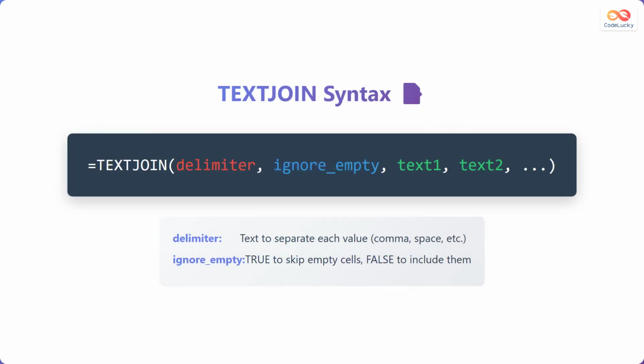Let's take a look at the syntax of the TEXTJOIN function. The syntax is as follows: =TEXTJOIN(delimiter, ignore_empty, text1, text2, ...). The delimiter is the text you want to use to separate each value, such as a comma or a space. Ignore empty is a logical value, where TRUE skips empty cells and FALSE includes them. Text1, text2, and so on are the text strings or cell ranges you want to combine.